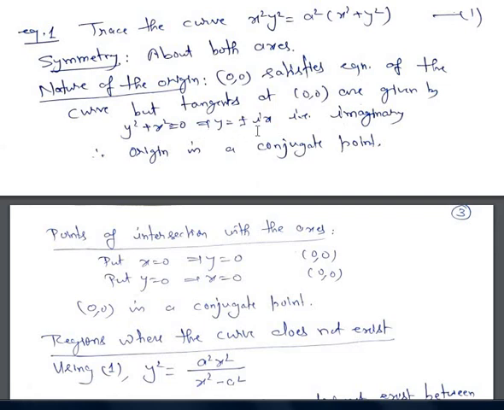So y is equal to plus minus ix, which is imaginary. So therefore the origin is a conjugate point, which means the curve will not pass through the origin. Although (0, 0) satisfies the equation of the curve, because the tangents are imaginary, the origin is known as a conjugate point.